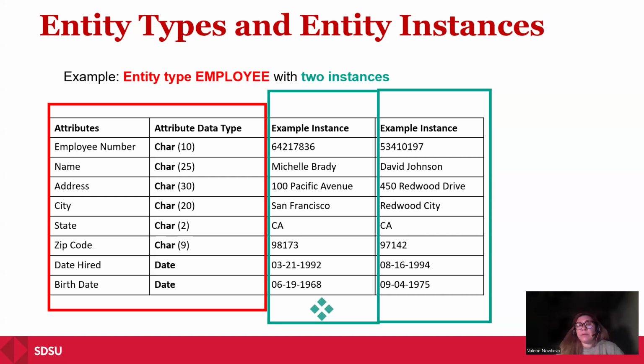Employee instances are here. Employee instances are pretty much data that belongs to two different employees. So in this example, we have Michelle and David, and we have their employee numbers, their addresses, and the dates. So that's an example of entity types and entity instances. Again, when we talk about tables, an entity instance is a row in a table.